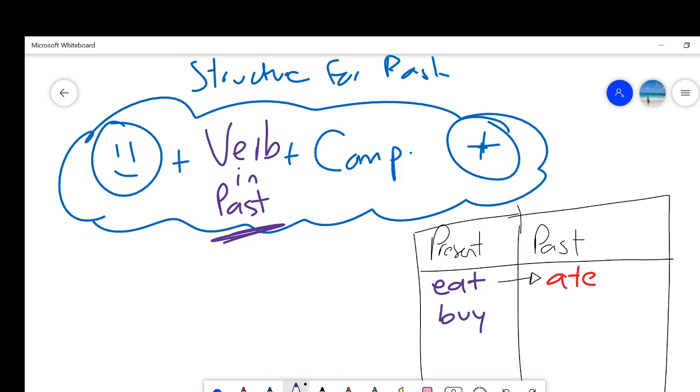Yo compro, y si yo quiero decir yo compré unas papas o algo, en vez de utilizar buy, I will use the past form of buy, which is bought. Okay? Last example, último ejemplo, si yo quiero decir, for example, correr, in present is run, you guys already know that. The past form of run is ran.